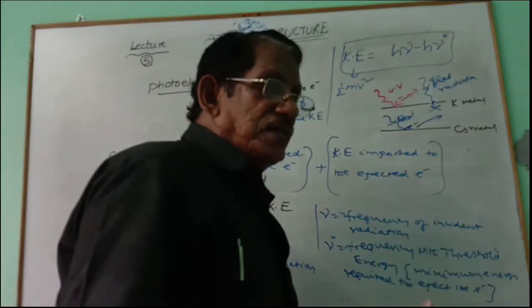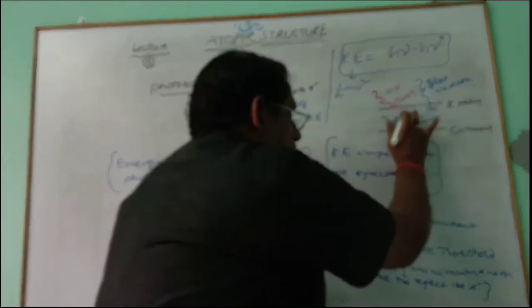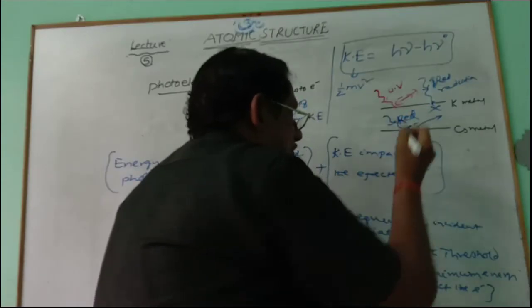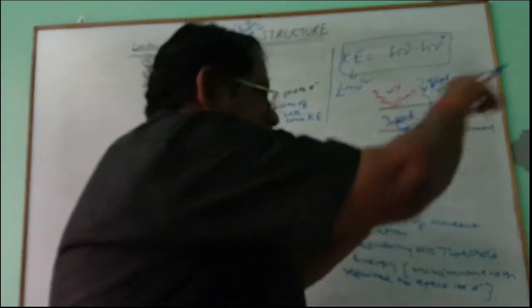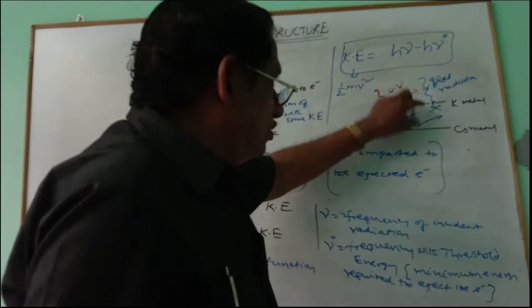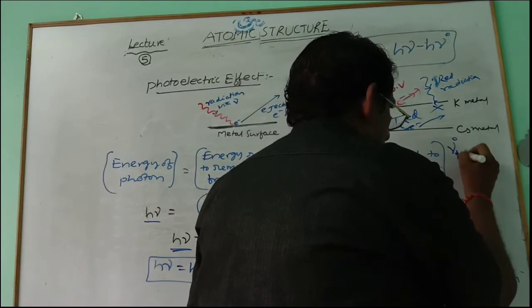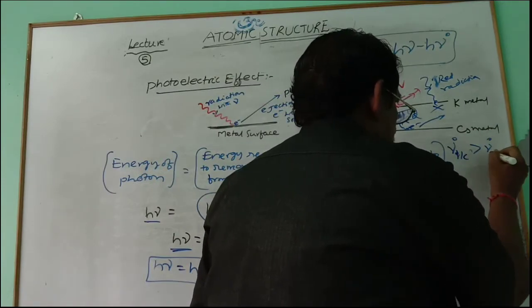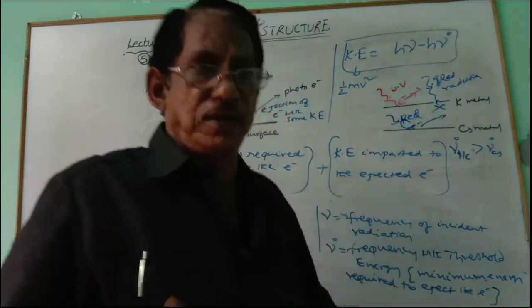So in the case of cesium metal, the ionization potential is low, as a result of which an electron will be easily ejected by using less energy radiation. So you can take red radiation and make this red radiation fall on cesium metal, and it is able to eject the electron. So this is what you call threshold energy. The threshold energy, mu naught, in the case of K is greater than mu naught of cesium. Every metal will have its own threshold energy value.